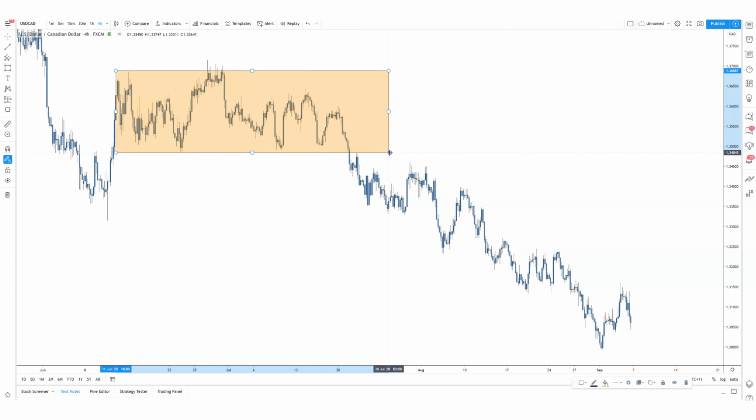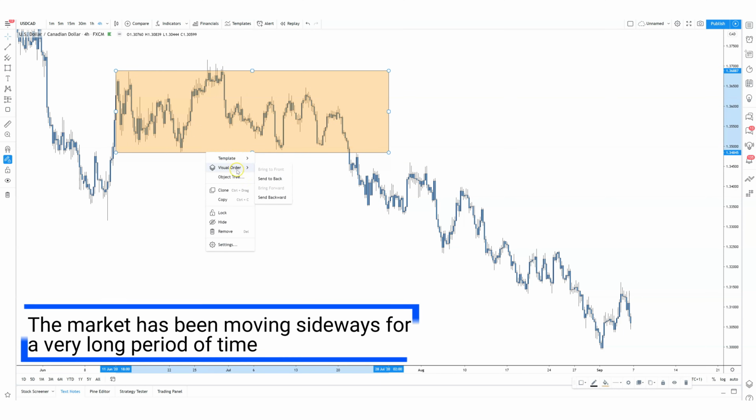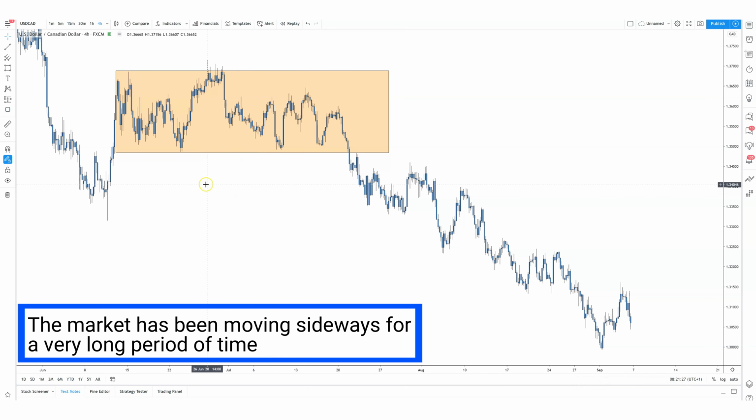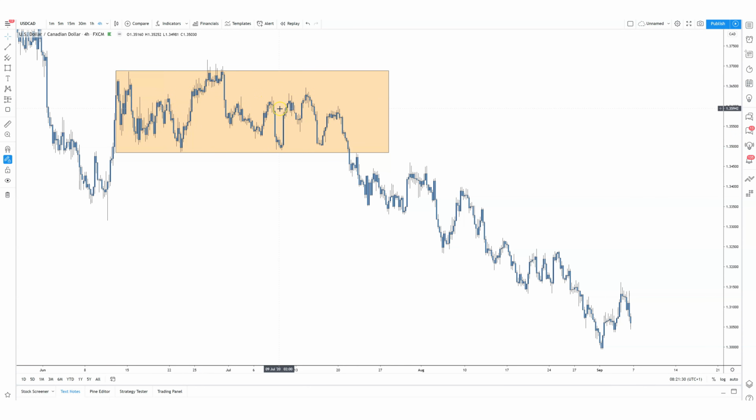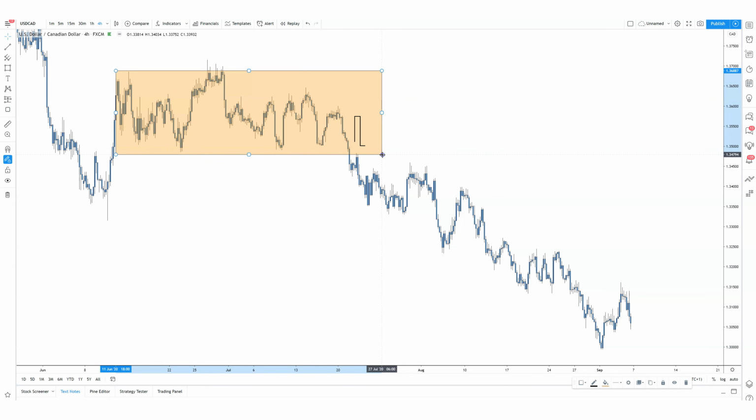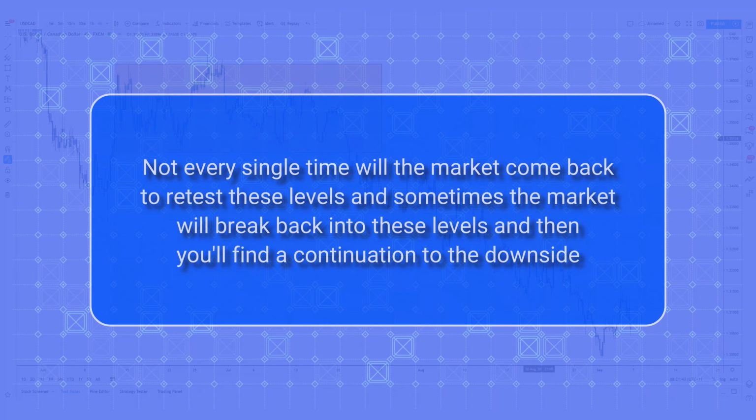Now, if we take this information, what we can clearly see here is that in and around this level, the market has been moving sideways for a very long period of time. No real higher highs or higher lows have been made. And eventually we have a break of this structure, and look what we see the market doing, coming back to this level as a retest. Now, I just again want to make a very clear point. Not every single time will the market come back to retest these levels. And sometimes the market will break back into these levels and then you'll find a continuation to the downside.